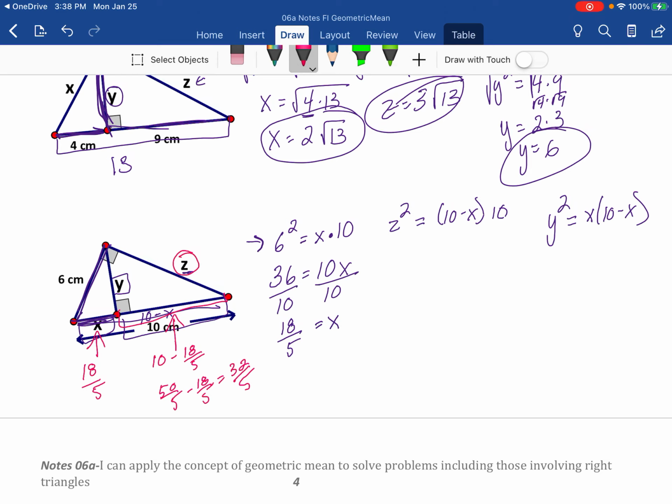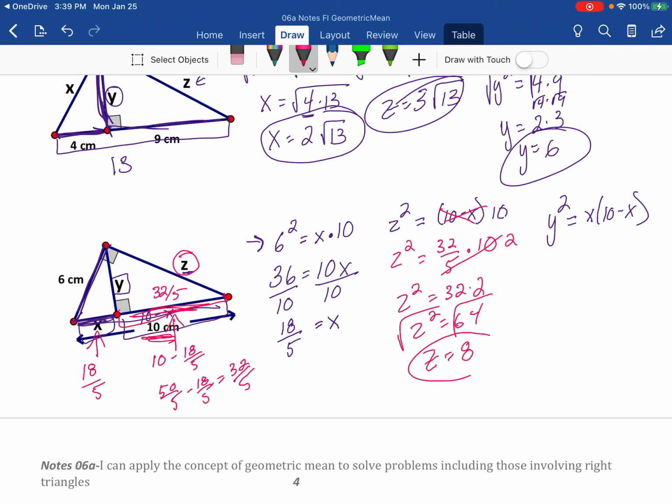So in this case, when I do z squared, well, z squared is equal to this part, this 32 fifths, times the whole, which was 10. So z squared, I don't need these anymore. It's going to be this right here, the 10 minus x was 32 fifths times 10. 5 goes into 10 2 times. So z squared is equal to 32 times 2. Z squared is equal to 64. I take the square root. Z was equal to 8. So there's my second one.